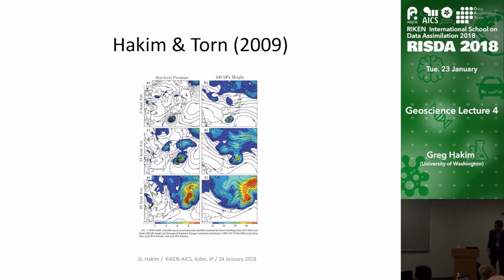And what we're looking at here is for a tropical cyclone that occurred 2005-ish or so. We're looking at the mean sea level pressure on the left, at 0, 24 hours, 48 hours.